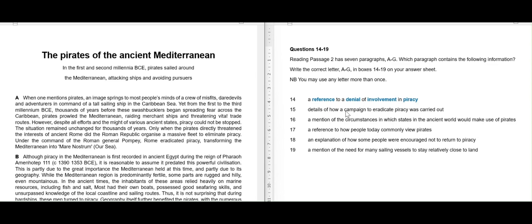Question 14. A reference to denial of involvement in piracy. So the keywords here are reference, denial, involvement, and piracy. We have to find the paragraph in which synonyms of these words are mentioned. Now, reference means mention or example of something. So, look for a paragraph in which denial of involvement in piracy is mentioned.